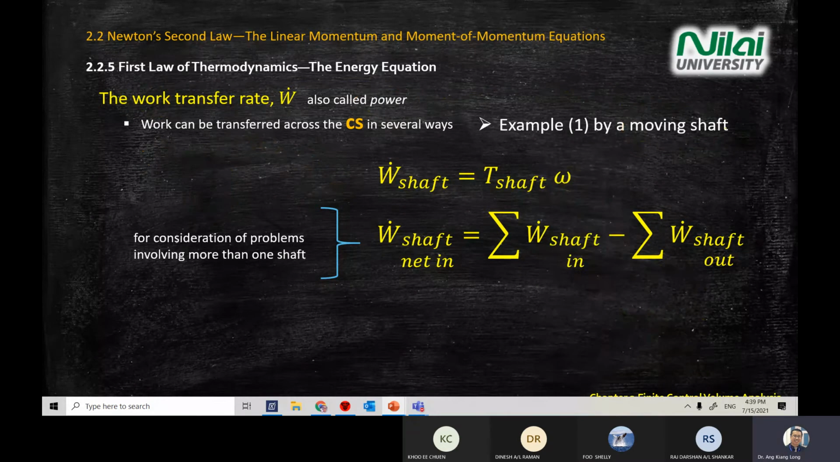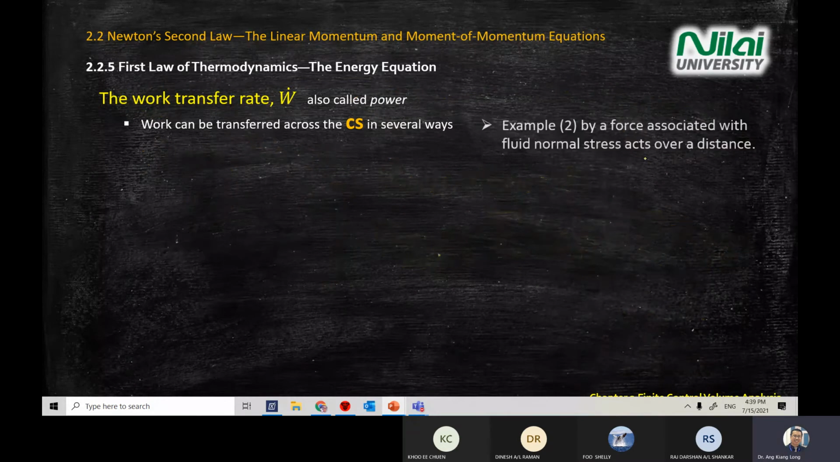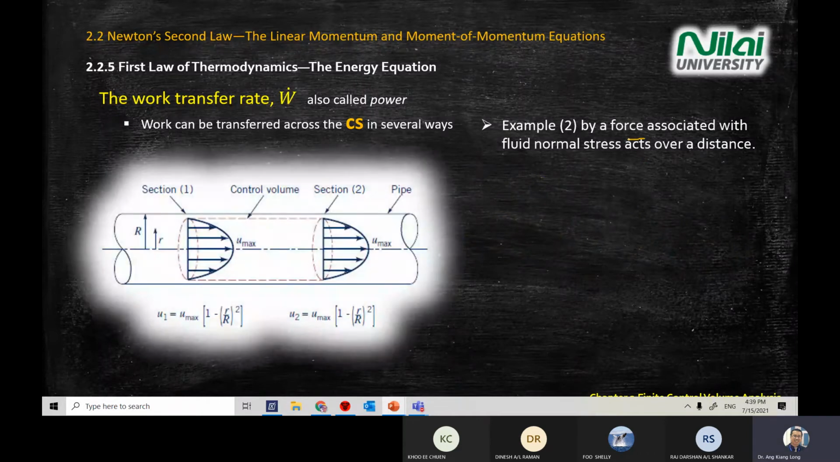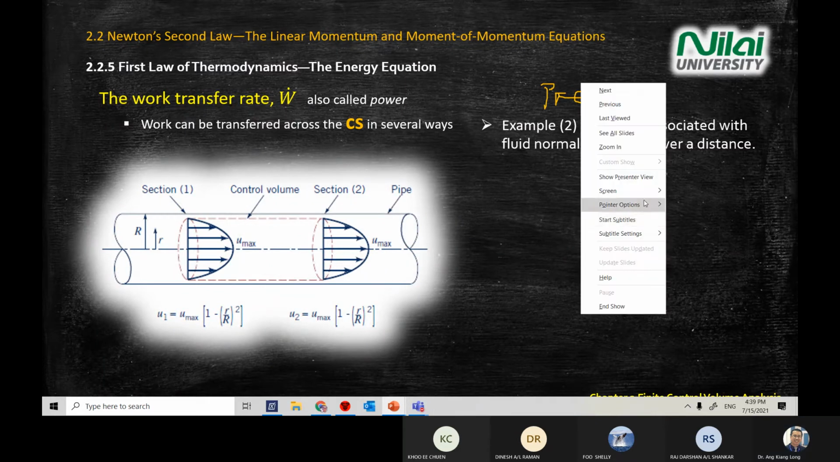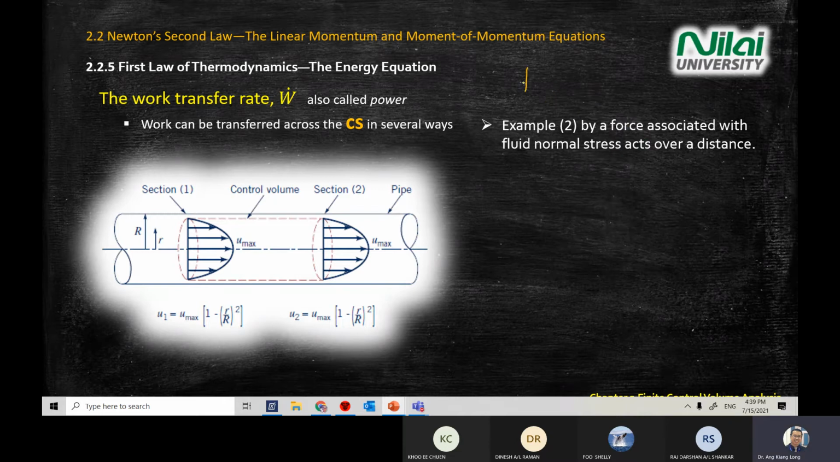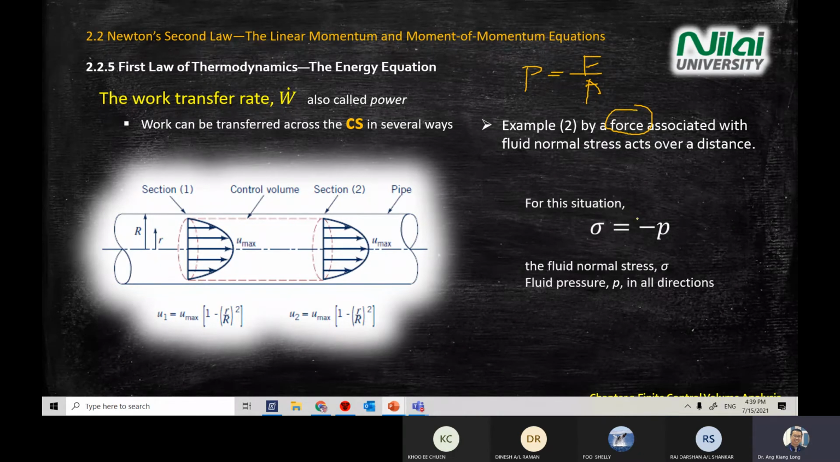Second example, after we look at the moving shaft, will be on force or pressure, water pressure. On the pressure, we know that pressure equals force divided by area. In this case, we'll use the equation of stress, because stress is also force divided by area.